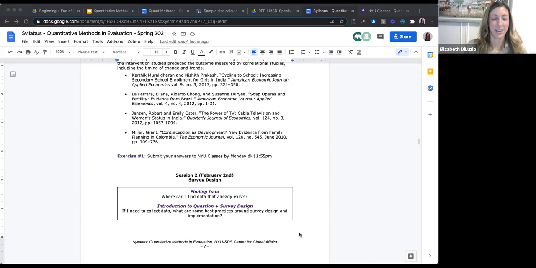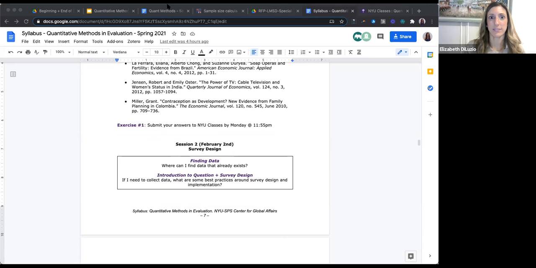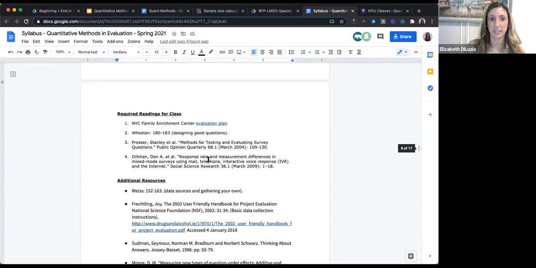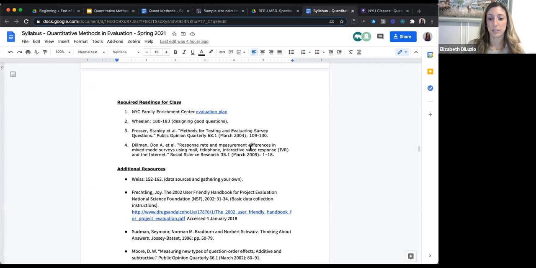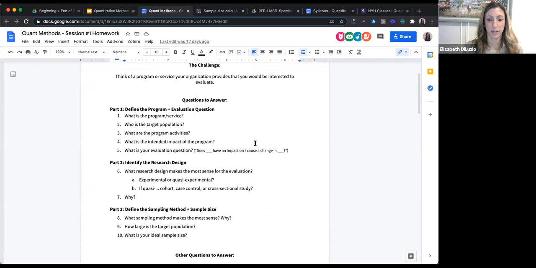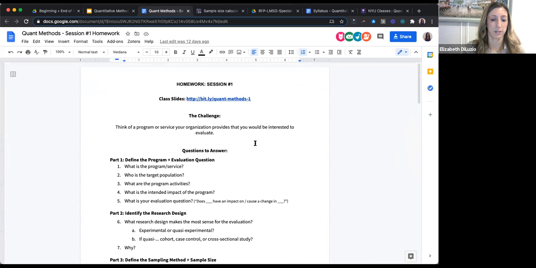Okay. And then just so you know, because it does get a little confusing, for exercise 1, these required readings for next class are these same readings. So at this point, you don't really need the syllabus. You can use this homework assignment as your guide through what the required readings and the work is that needs to be done.